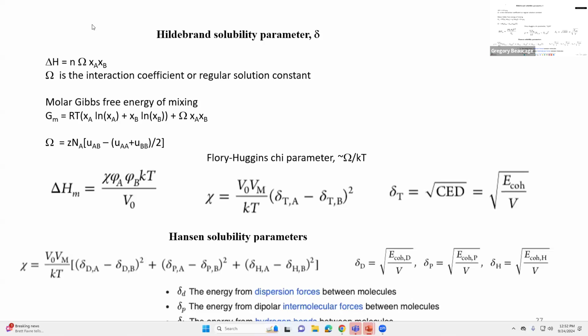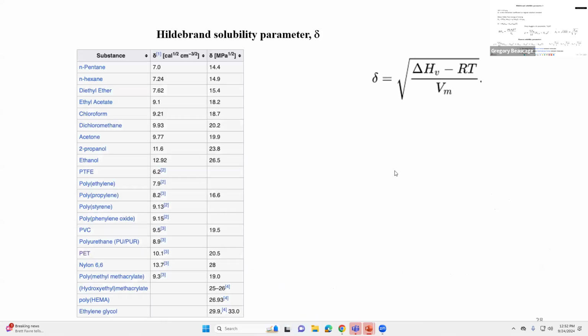So anyway, Hildebrand came up with this idea of solubility parameter, which is a single number. He calculated it from the cohesive energy density, which is basically the vaporization enthalpy for the material. The cohesive energy density divided by the volume gives us what he called the del parameter, or the solubility parameter. You could tabulate that del parameter for any material. Enthalpy minus RT over the molar volume is one way to calculate it.